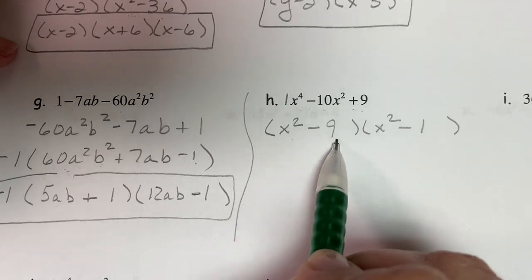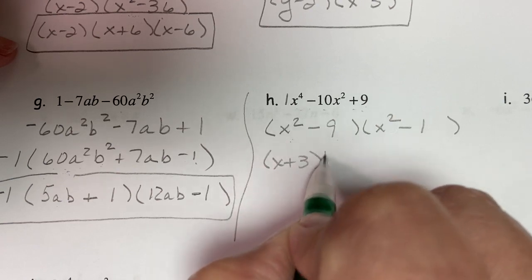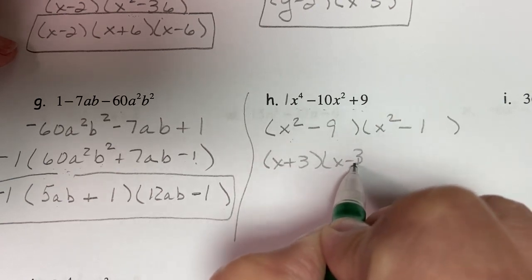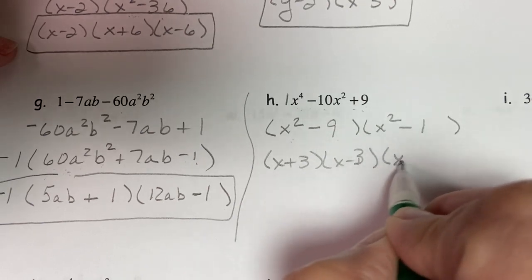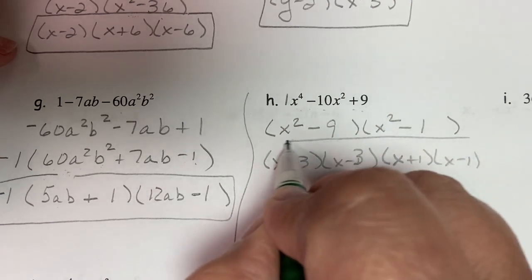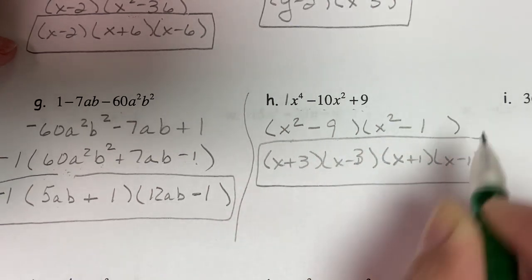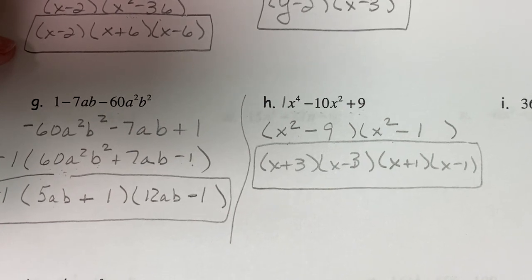So this, notice, is a difference of squares. It factors into x plus 3 times x minus 3. This is also a difference of squares that factors into x plus 1 times x minus 1. Look at that. So each one of these factors factored even further.